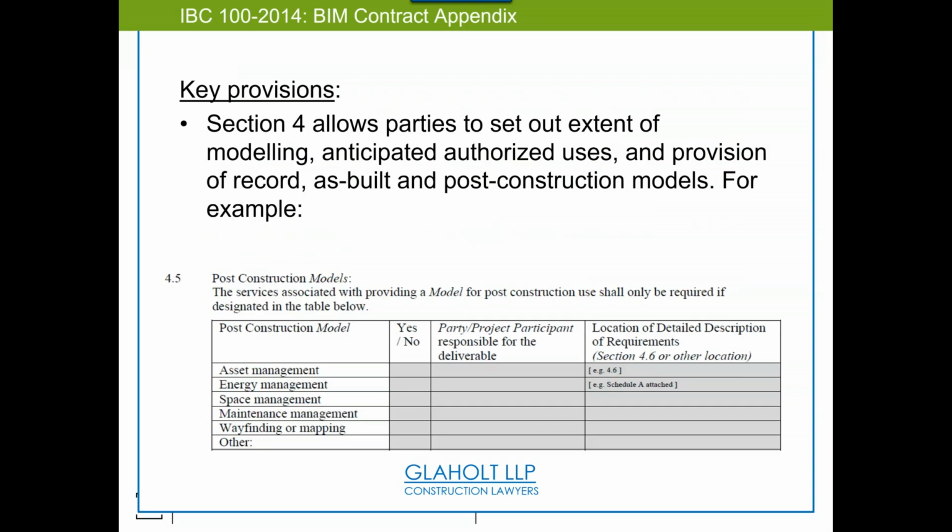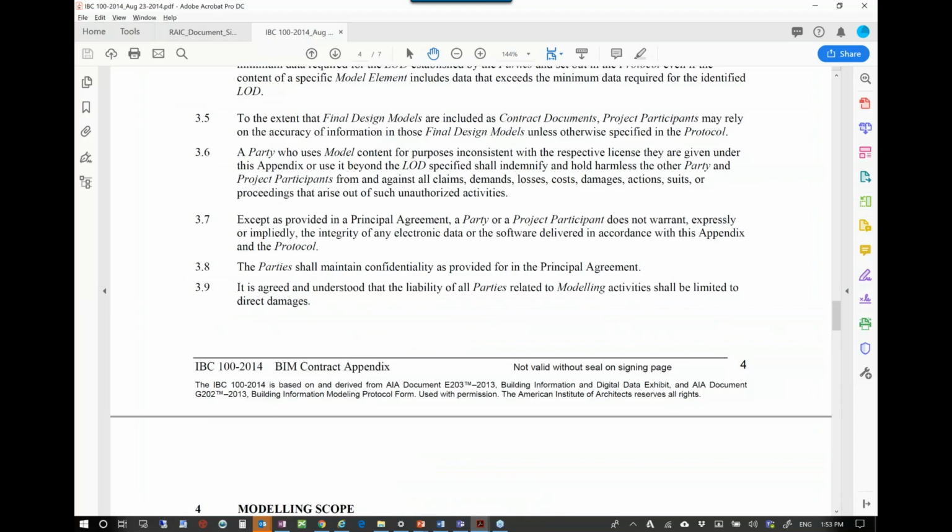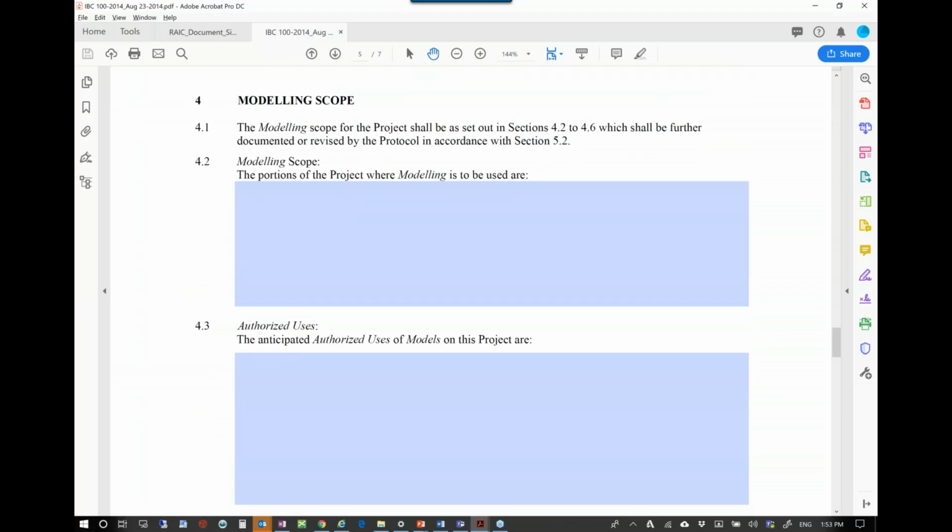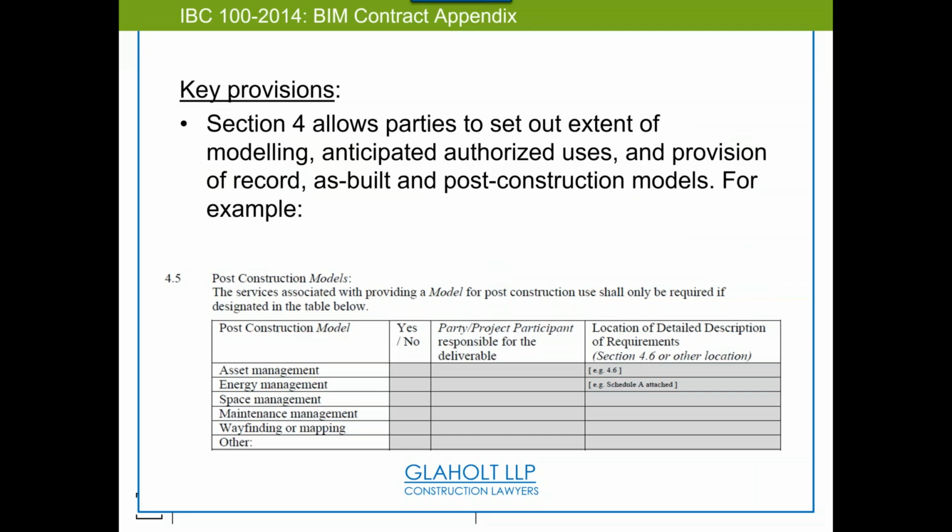Section 4 sets out the extent of modeling, anticipated uses, provisions of record, as-built, post-search, etc. Now, anticipated uses is important because you may not know at the front, but at least it's setting the premise. As an architect, I can comfortably say what I'm comfortable to do in order to meet my deliverable. Okay? Now, this is critical. I'm going to keep saying that because remember, this is being filled out by every entity. So structural, mechanical, electrical, civil, piping, instrumentation. What are they all comfortable with?